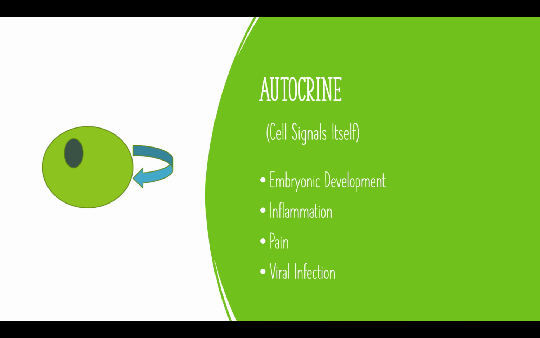So basically, this image that I have kind of worked up for you, we're going to have an image of each different type of signaling on the slide that corresponds with it. This is your first. So this is autocrine signaling. This is the cell we're talking about, and the signal is literally signaling itself. This happens in embryonic development, so early stages of forming a baby. This happens in inflammation, when there's pain, and also in viral infections.